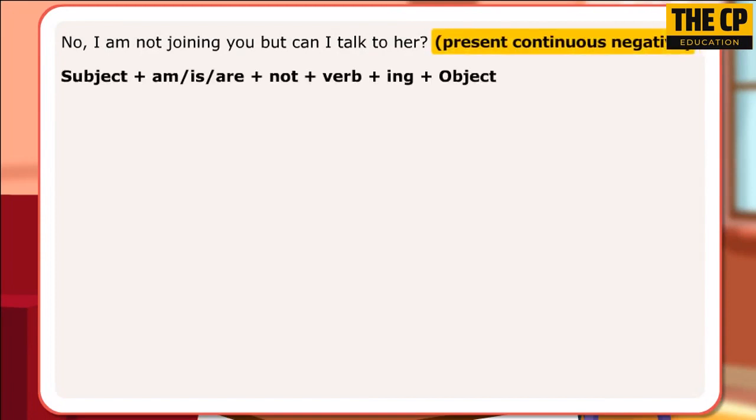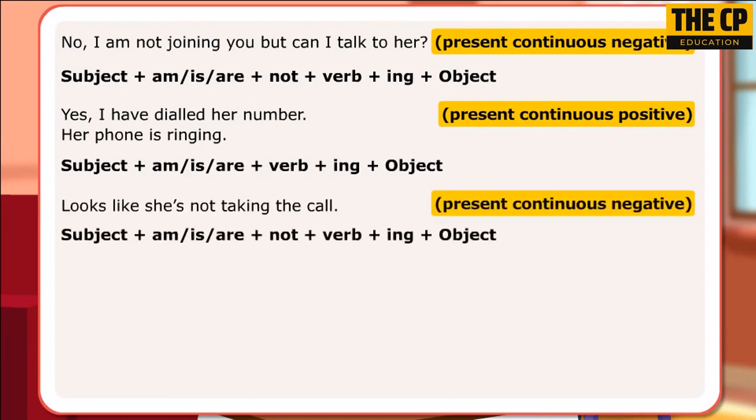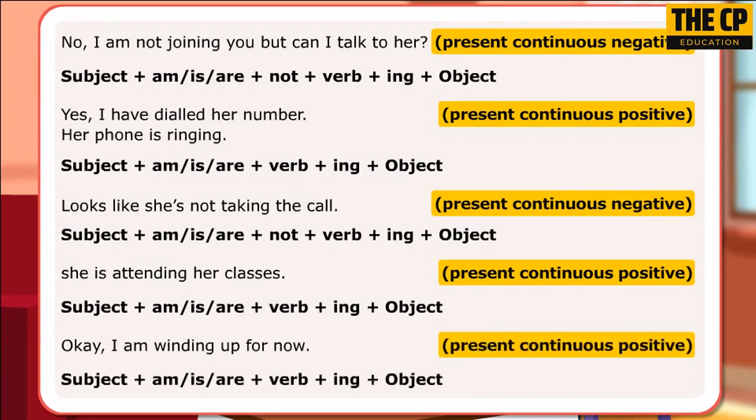Present continuous negative. Yes, I have dialed her number. Her phone is ringing. Present continuous positive. Looks like she's not taking the call. Present continuous negative. She's attending her classes. Present continuous positive. Okay, I'm winding up for now. Present continuous positive.